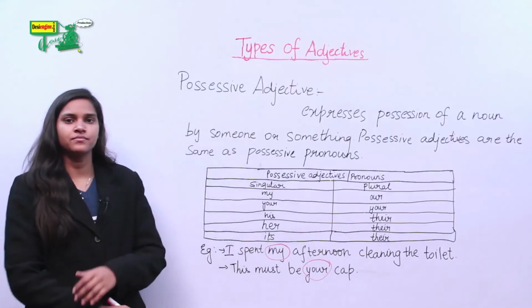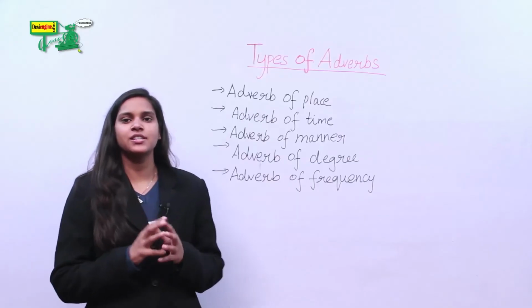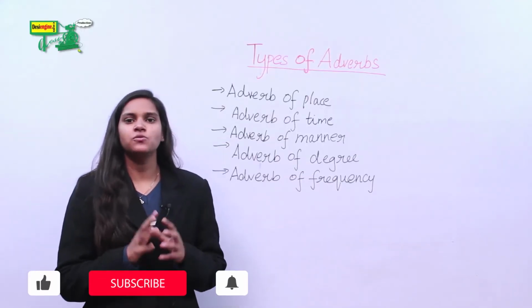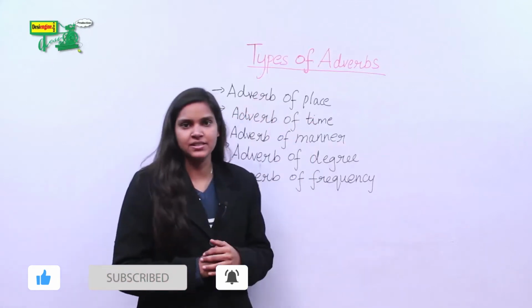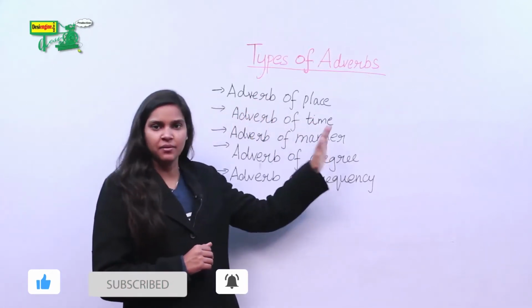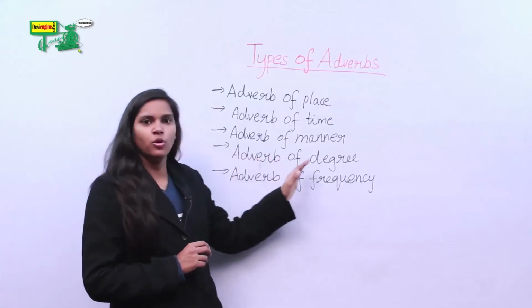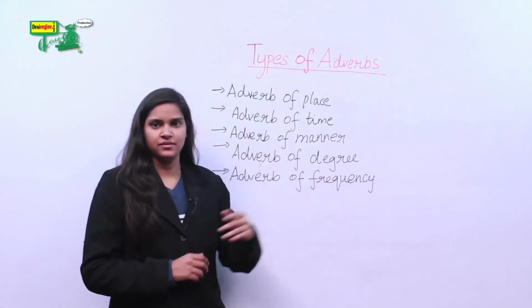Hello friends, today we are going to learn about the different kinds of adverbs. The adverbs can be divided into 5 types, and they are adverbs of place, adverb of time, adverb of manner, adverb of degree, and adverb of frequency.